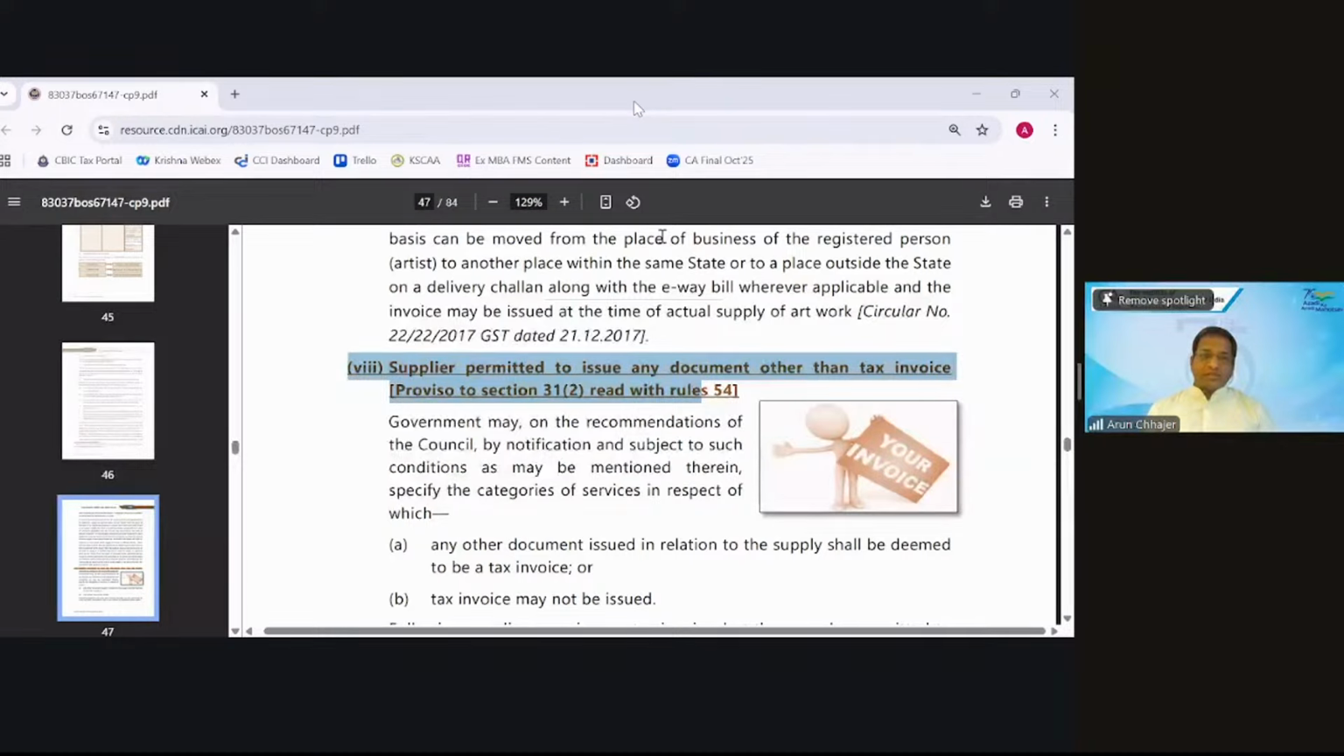Ayush, NRTP is a non-resident taxable person. Correct. अच्छा, you have given the answer. अशोक जी.